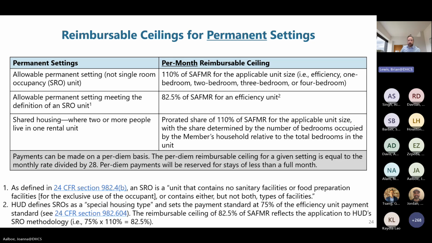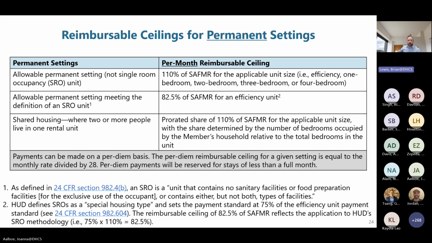So as an example here, let's consider three individuals share a three-bedroom unit. The 110% small area fair market rent for that unit as a whole is equal to $2,000. Then the prorated share for one individual occupying one bedroom would be $666.